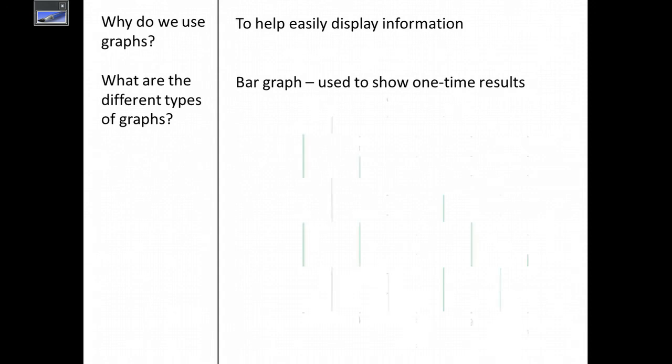What are the types of graphs? Well, there are 3 main types of graphs. Please get these in your notes. The first type of graph is a bar graph. Bar graphs are used to show one-time results. On Tuesday, I asked all my friends what kind of food they liked, and here's the graph I made. You're going to make a bar graph.